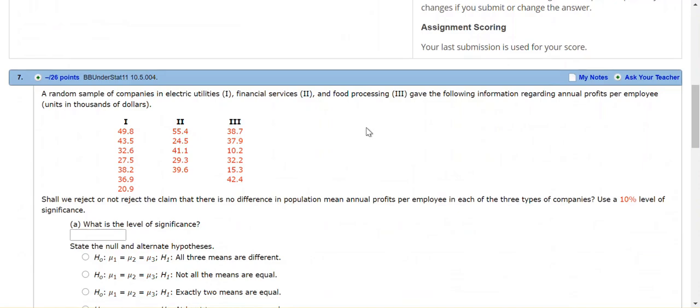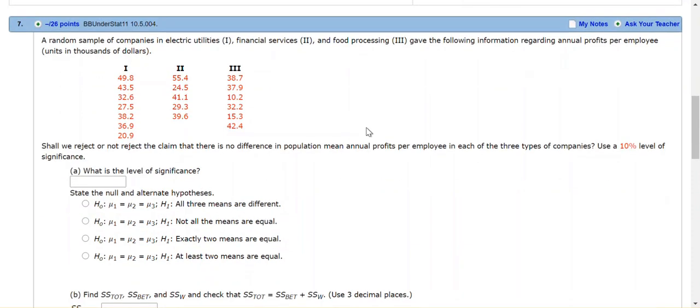And this is an ANOVA, A-N-O-V-A, specifically a one-way ANOVA test of means. We are given 3 random samples of companies: 1 is utilities, 2 is financial services, and 3 is food processing. These are annual profits per employee, in units of thousands of dollars.